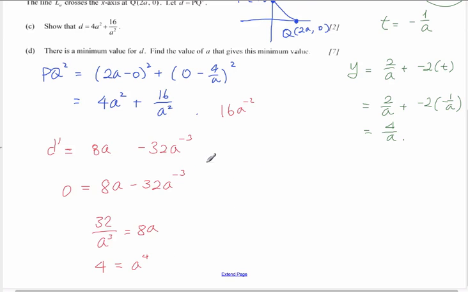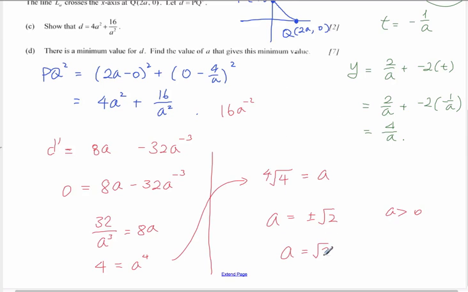Then come over this side and say, okay, I'm going to take the 4th root of both. 4th root of 4 is a, and so a is plus or minus root 2, but a has to be positive, just like the x value has to be positive, so a is square root of 2.